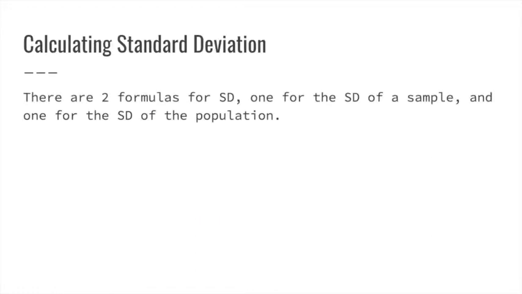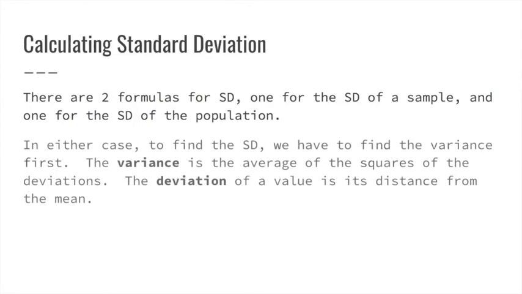So how do we calculate standard deviation? Well, there are 2 formulas for standard deviation. One of them is for the standard deviation of a sample, and the other is for the standard deviation of a population. So you have to know the context of the data you're looking at in order to know which one you're looking for, which one to find.